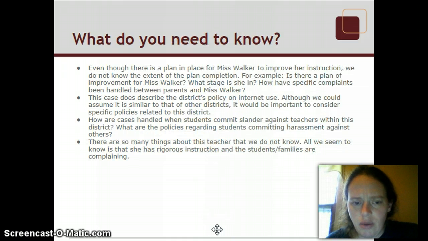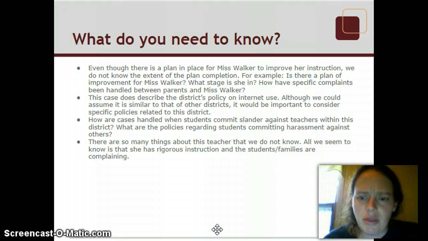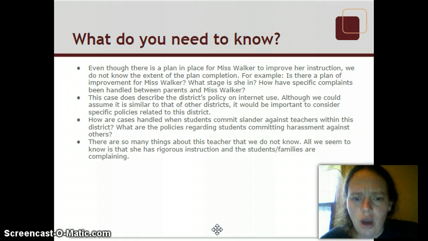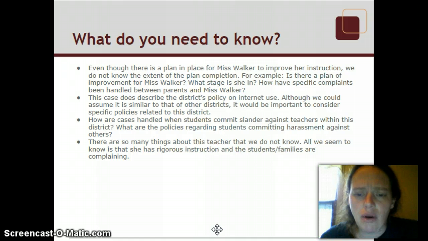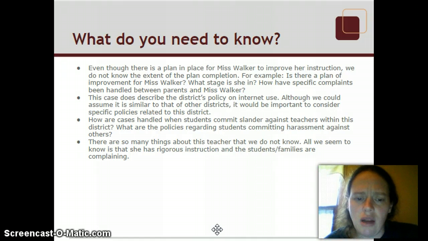There are some things that we need to know about this case. Even though there's a plan in place for Miss Walker to improve her instruction, we don't know the extent of the plan completion. For example, is there an actual plan of improvement for Miss Walker? What stage is she in? Have there been specific complaints about her from parents, and how have those been handled?